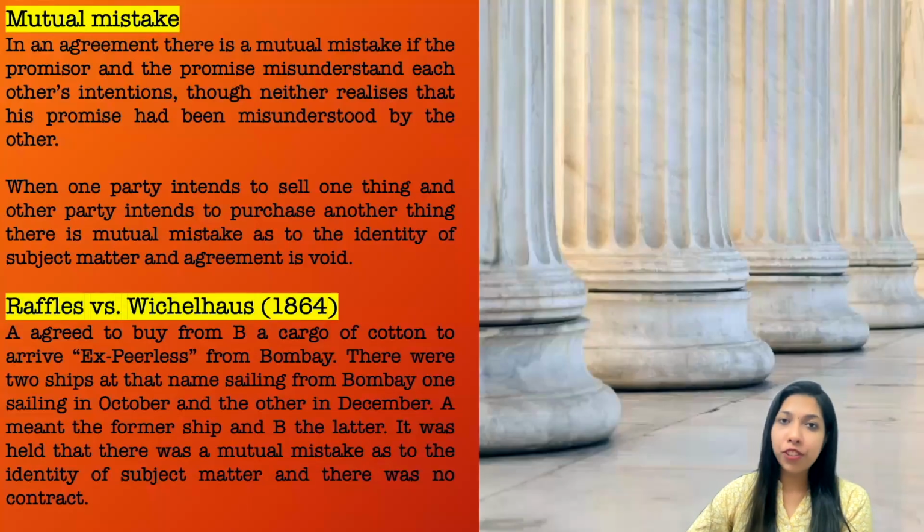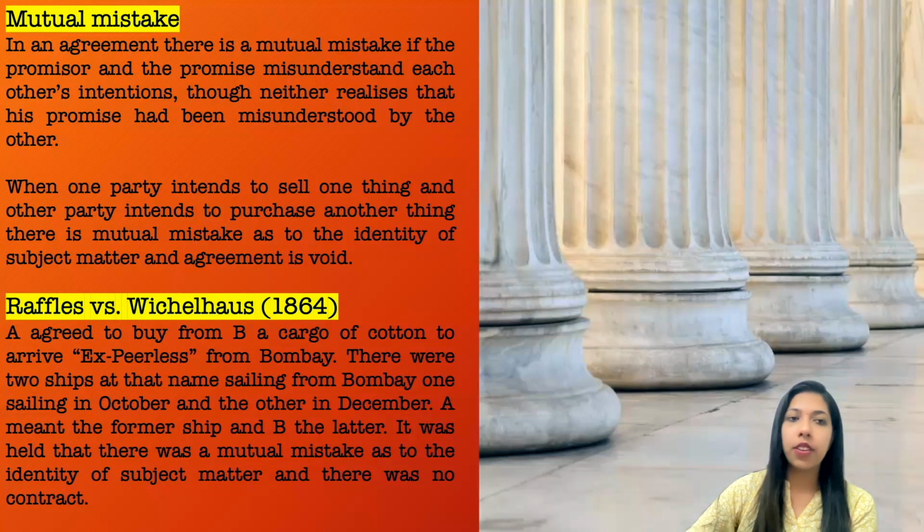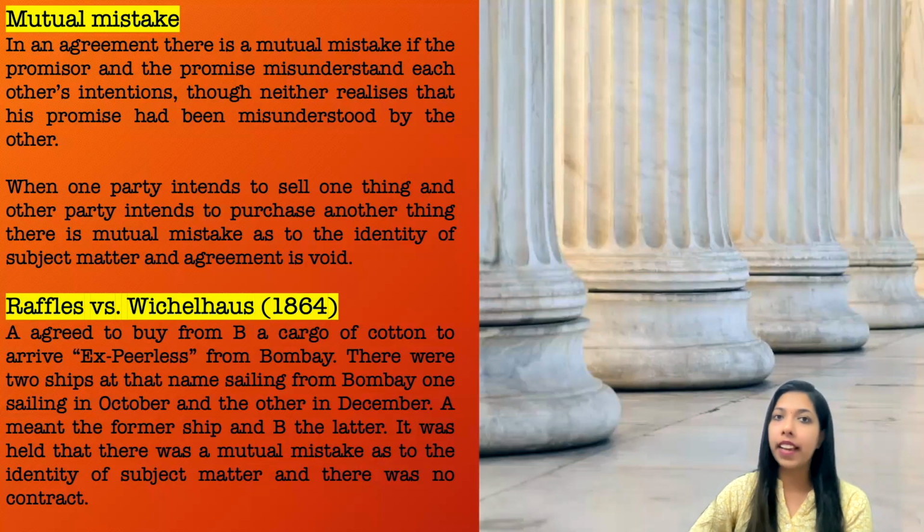Next is regarding mutual mistake. In an agreement, if there is a mutual mistake, the promisor and the promisee misunderstood each other and their intention, though neither realizes that his promise has been misunderstood by the other. Both are in a mistake about their intention. Like when one party intends to sell one thing and the other party intends to purchase some other thing. Like I have already given an example, like I have two cars.